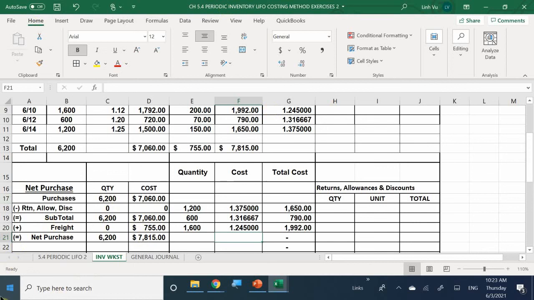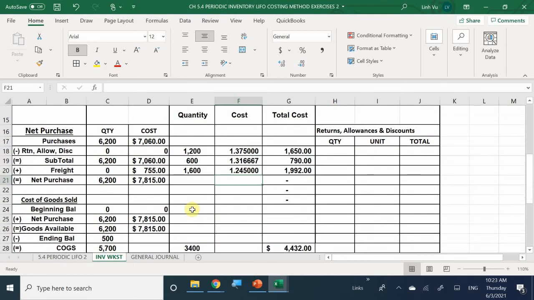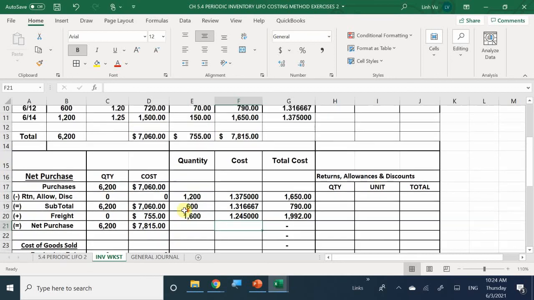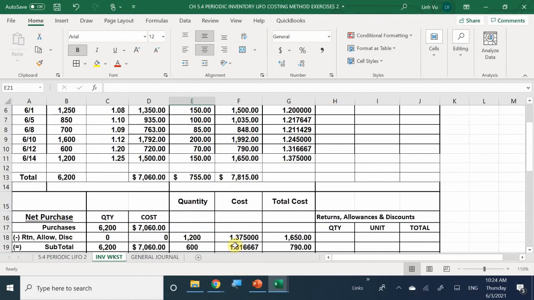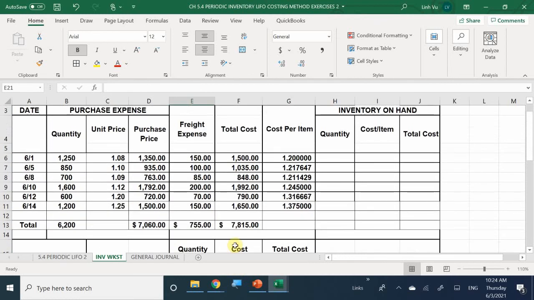Okay, so let's see where we're at now. We sold a total of 3,400 items. We need to get to 5,700. So therefore, we need to keep going. Which batch are we going to sell next now that we got rid of the last three? So we still have three left. Which batch are we going to sell next?